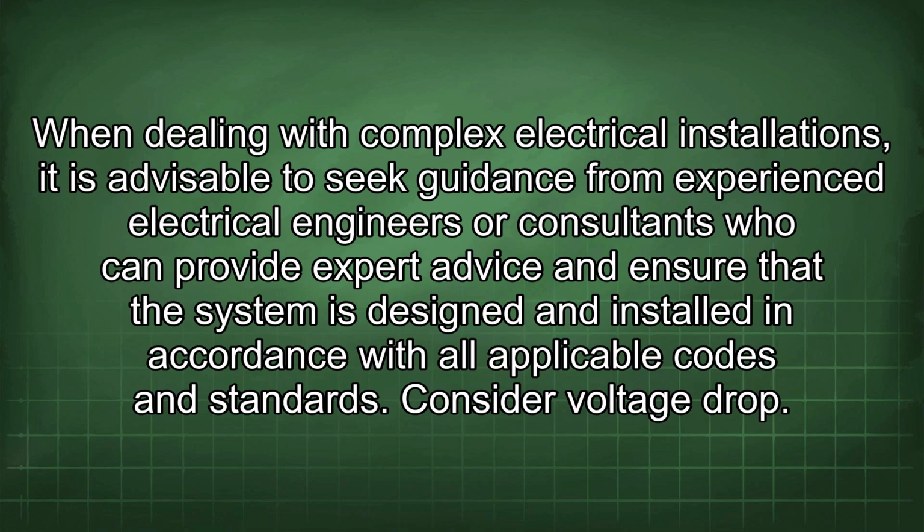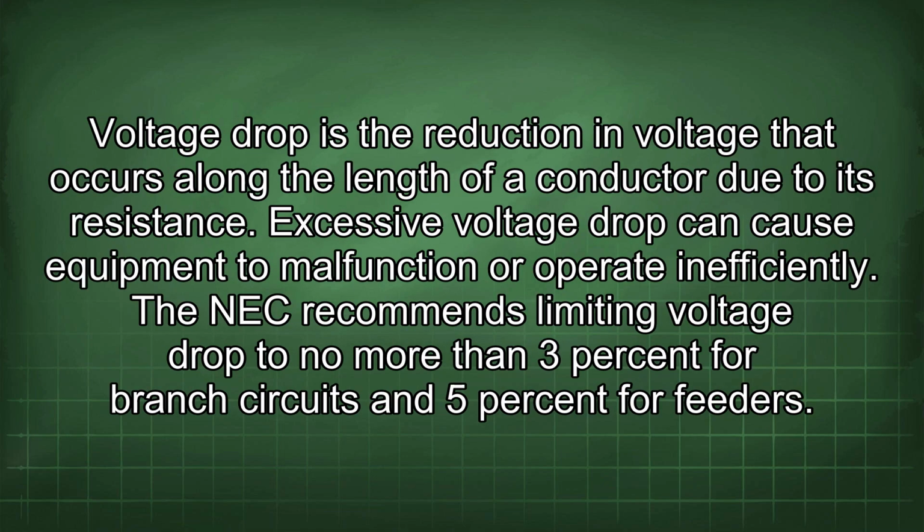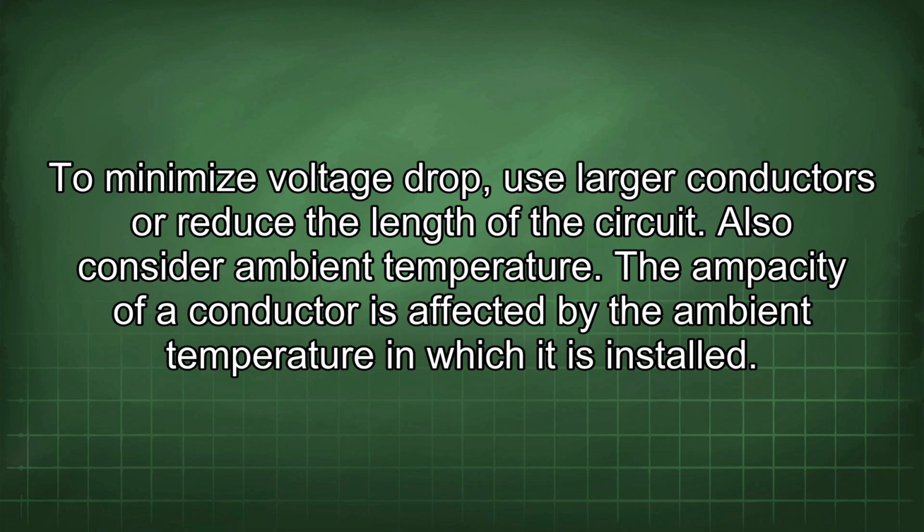Consider voltage drop. Voltage drop is the reduction in voltage that occurs along the length of a conductor due to its resistance. Excessive voltage drop can cause equipment to malfunction or operate inefficiently. The NEC recommends limiting voltage drop to no more than 3% for branch circuits and 5% for feeders. To minimize voltage drop, use larger conductors or reduce the length of the circuit.